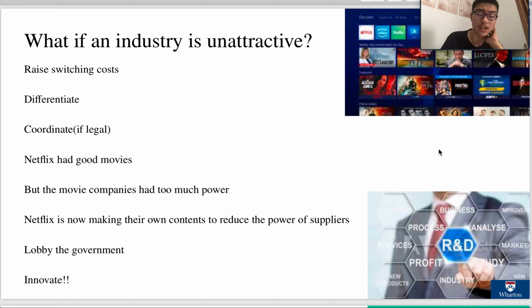For instance, Netflix had good movies, but movie companies have too much power. Even though they make a lot of revenue by selling these movies, if the movie companies stop licensing to Netflix, they're not able to sell any movies in the market. So that's why Netflix now, if you know, is making their own content to reduce the power of suppliers. Netflix may not be able to hold certain movies licensed by other producers, and they have a lot of movies from outsiders, but they're now also making their own content to reduce the power of suppliers.